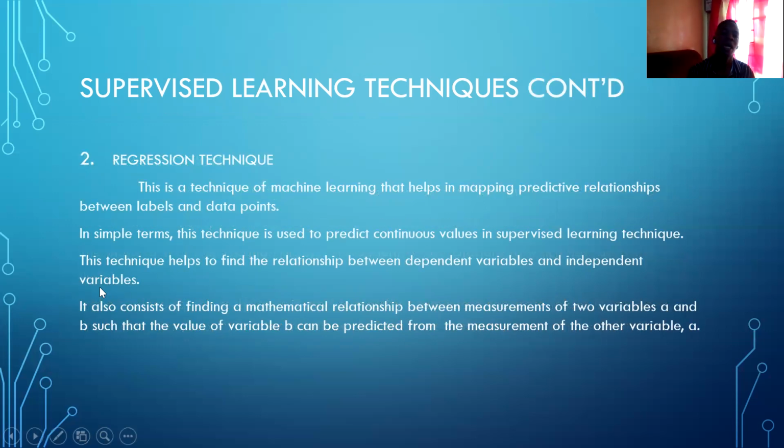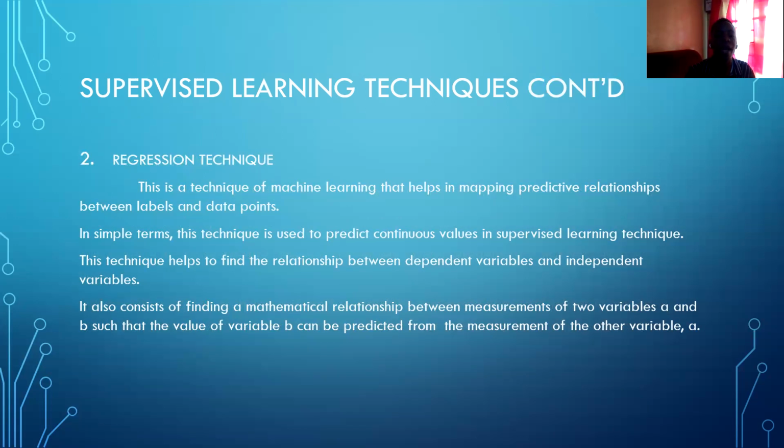We have the regression technique under supervised learning, which is the machine learning technique that helps in mapping predictive relationships between labels and data points. In simple terms, this technique is used to predict continuous values, and these values are not discrete values or permanent or static values. They change. That is continuous values in the supervised learning technique.